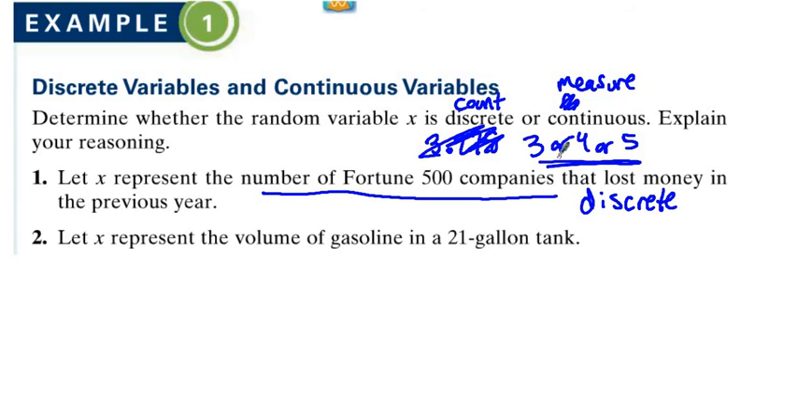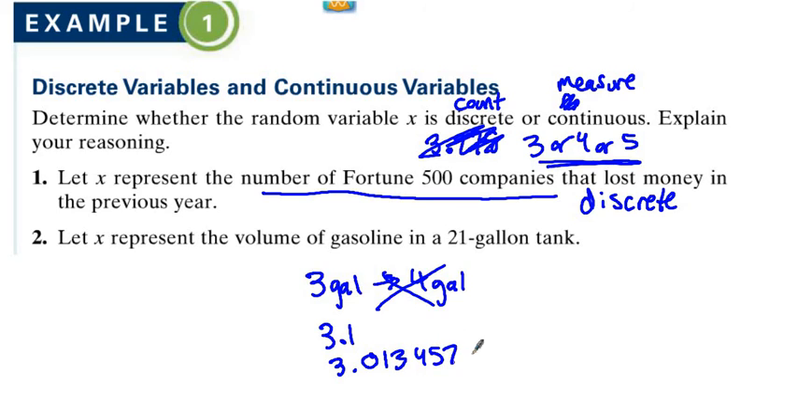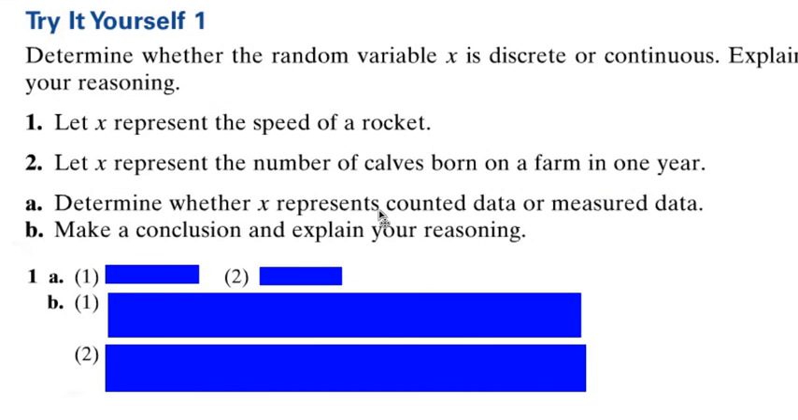Number 2 says the volume of gasoline in a 21-gallon tank. Well, the question is, could I have 3 gallons and then the only possibility that comes next is 4 gallons? And the answer is no. You could have 3 gallons, you could have 3.1, you could have 3.01, 3.4577 gallons. You could measure that as precisely as you want. And because we can measure it, that means it's continuous. All right, maybe 2 more examples. I think we'll get a good picture.